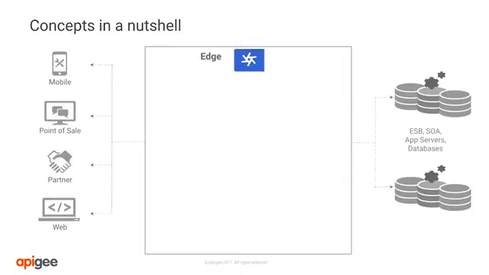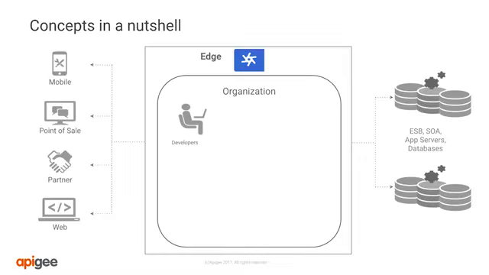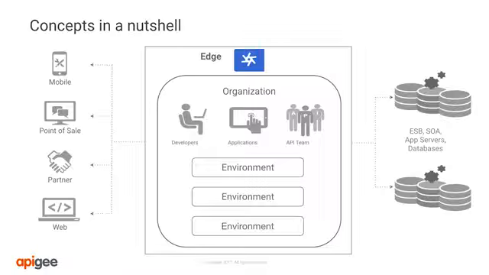Apigee consists of one or more organizations, also called orgs, which contain developers, developer applications, API products, proxies, and other items which the API team creates. Customers typically create one or more organizations to manage access and separate traffic. An organization can also have one or more environments. An environment is a runtime execution context for proxies.